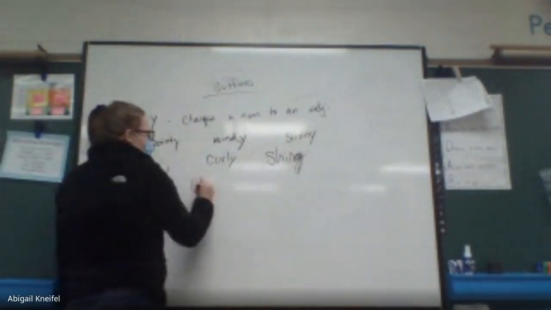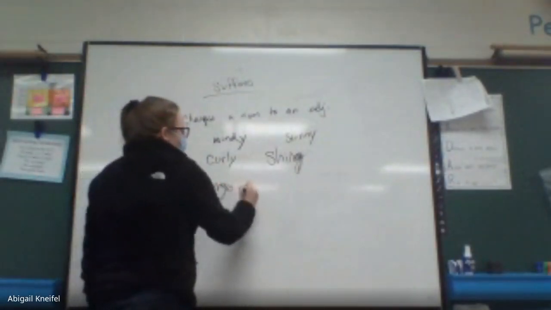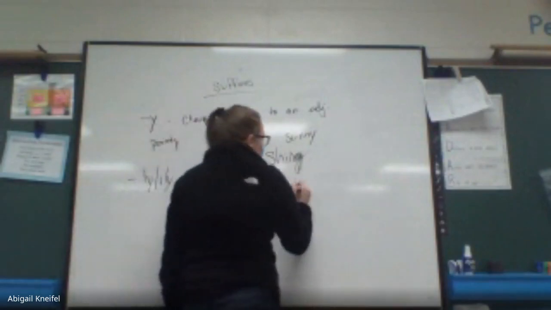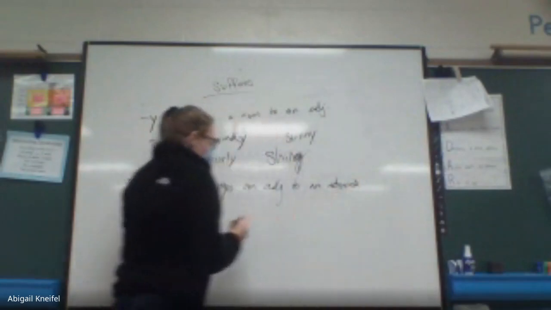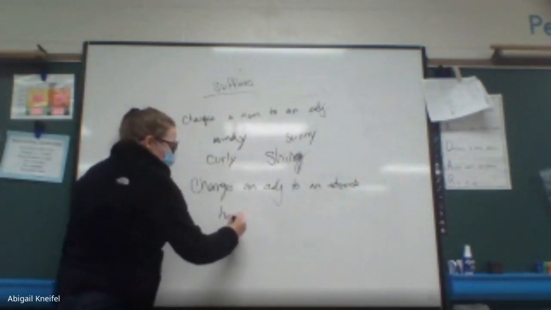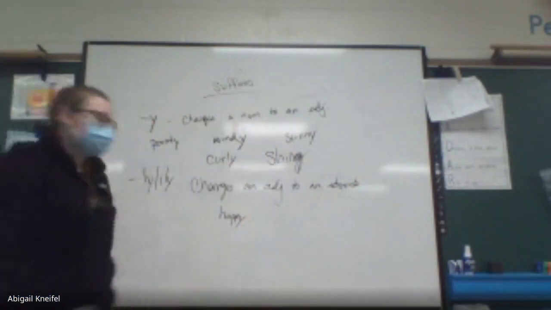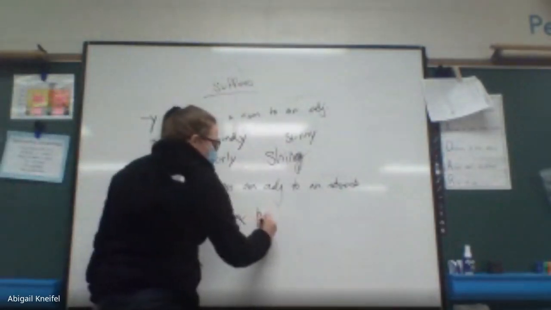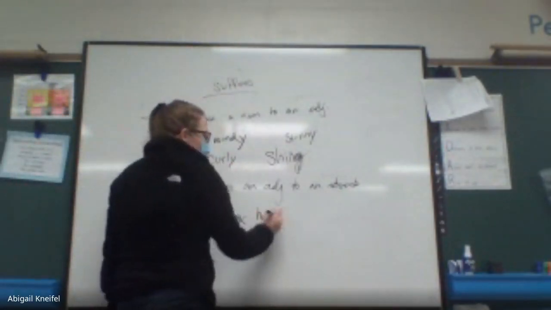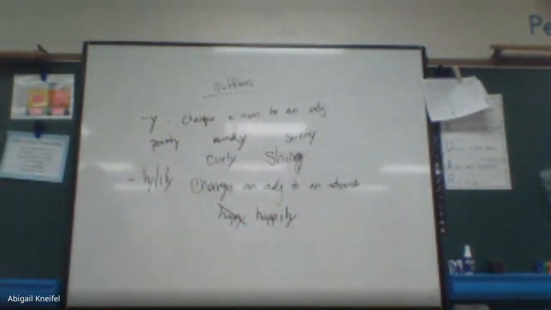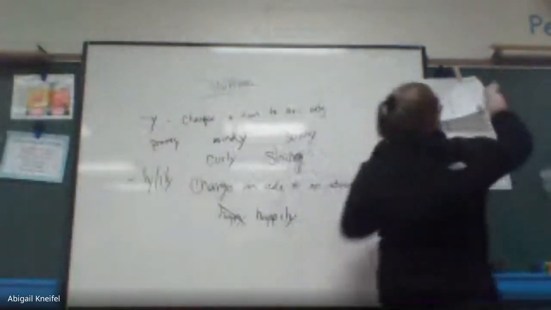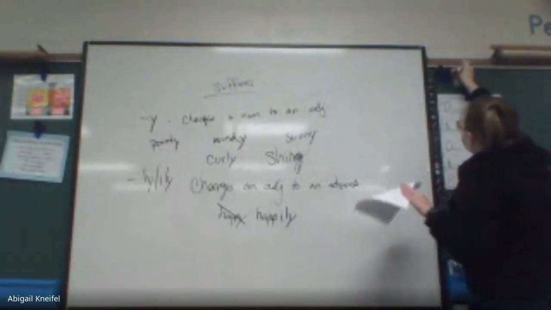But these, if you add this, it changes an adjective to an adverb. So let me give you an example. If I have happy, that's an adjective. That's how I describe something. But I'm going to change it, and instead of happy, it's going to be happily, and now it's an adverb, happily. Does anyone know another word that I can add ly or ily to? Molly. Likely? What like? Yeah.